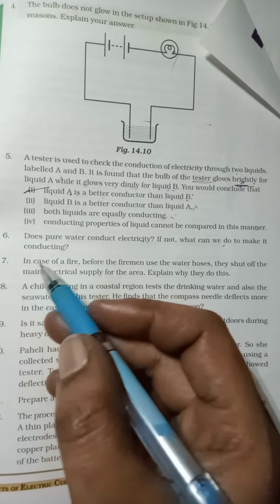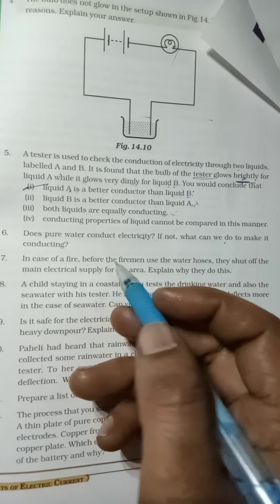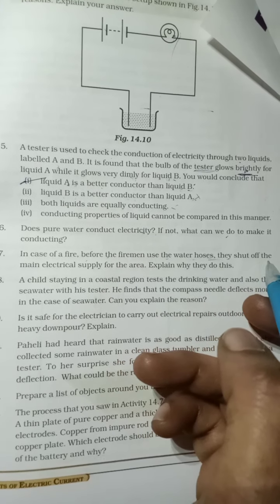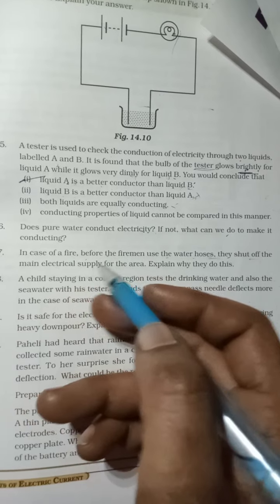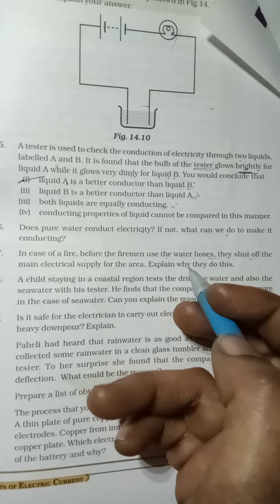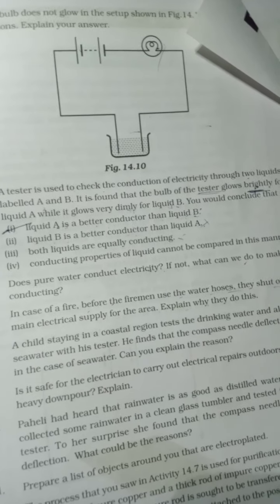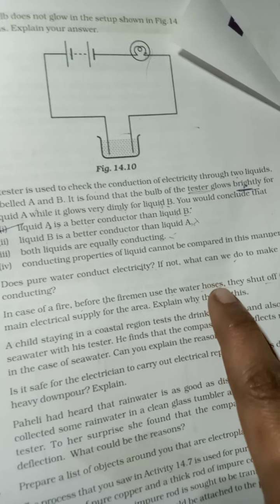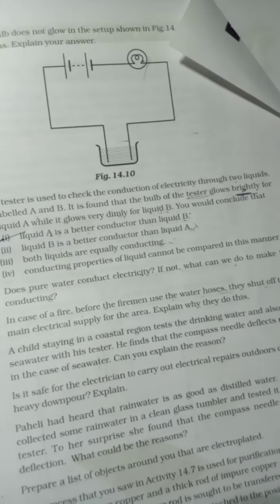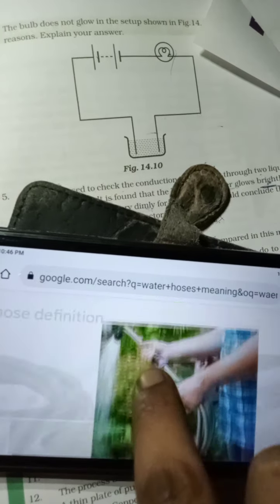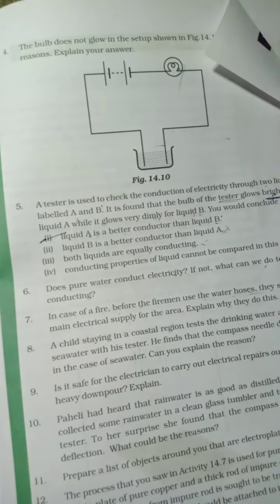Okay. So next question. In case of a fire, before the fireman uses the water hoses, they should shut off the main electric supply for the area. Explain why they do so. So here, when any fire incident happens in a house, the fireman comes, no, they use water hoses. Water hoses means long water-carrying pipes. You can see like this one, pipes they are connecting, right? These are the water hoses. Like the pipe we use at home for gardening, that one.